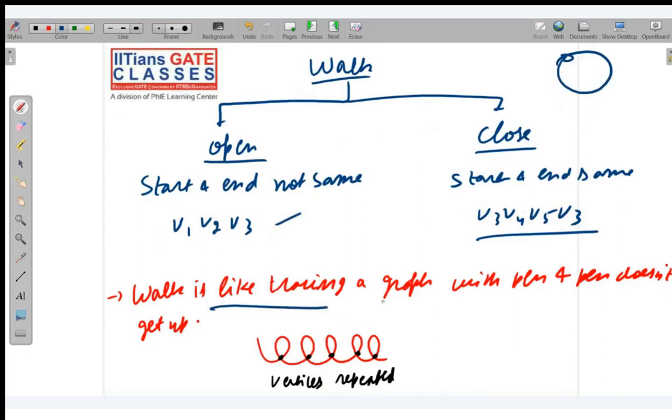A walk is just like tracing a graph with a pen, and the pen does not get lifted. I have told you, without lifting the pen. So here your doubt has been removed, like vertices are repeated. See this. Okay, take a snapshot. I will jump to the next slide. Done.